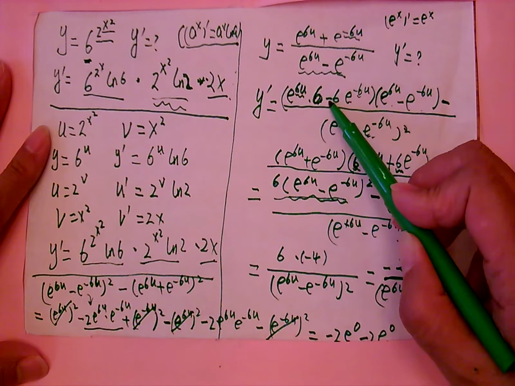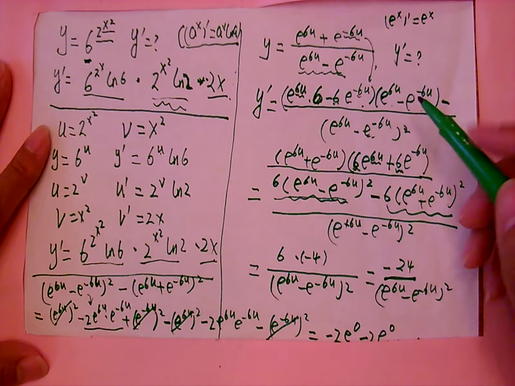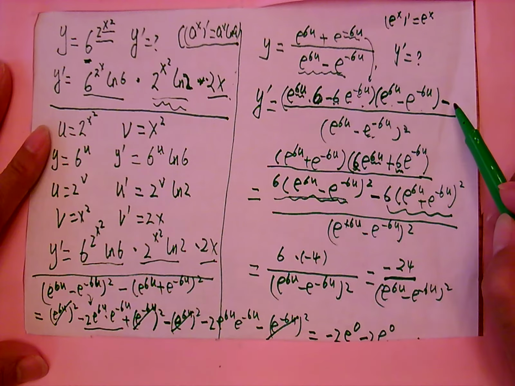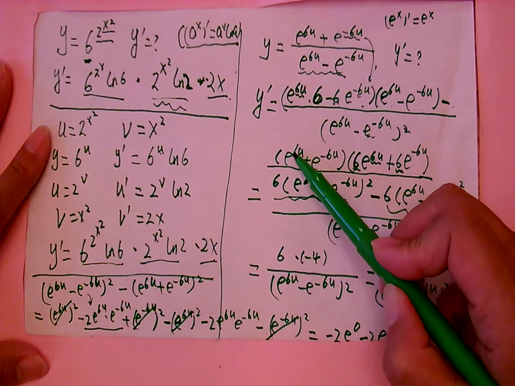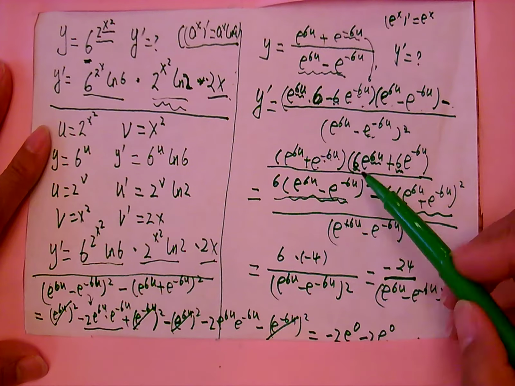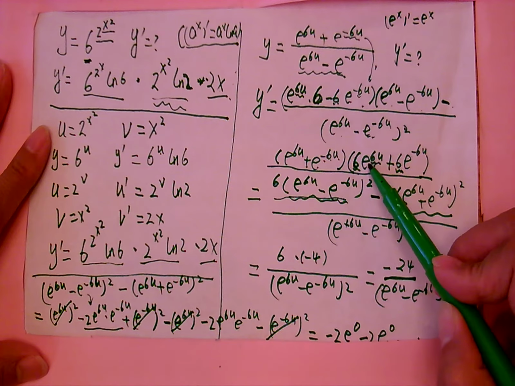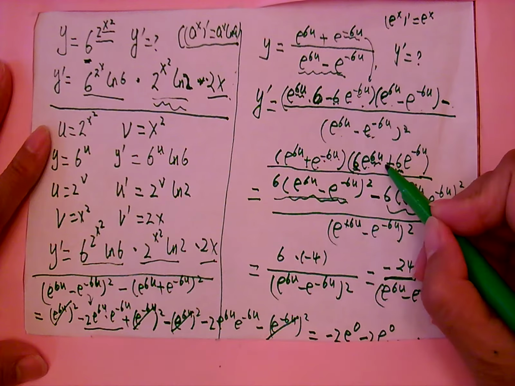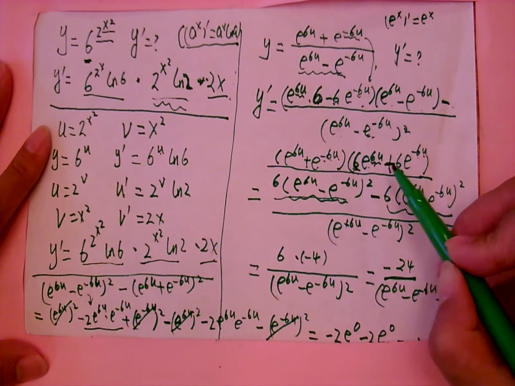This part is the top's derivative. And times the bottom, e to the 6u minus e to the negative 6u, minus the top, e to the 6u plus e to the negative 6u, times this derivative. And the 6u derivative is 6, plus, so the original supposed to be subtraction, 6 e to the negative 6u. Negative 6u is negative 6, so it becomes negative and becomes positive. That's what we got, that positive here.